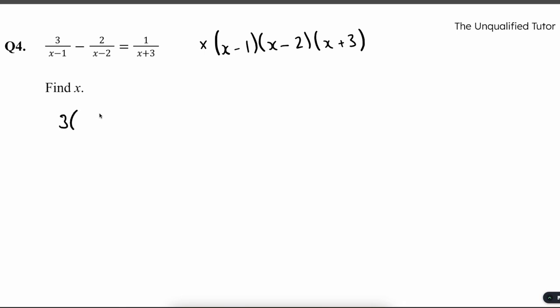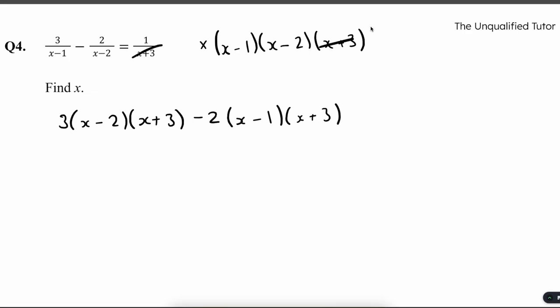So we've got 3 lots of this cancels with this for the first part. So we get 3 lots of x minus 2, x plus 3. And then when you multiply the minus 2 over x minus 2, the x minus 2 cancels with that x minus 2. So we get minus 2, x minus 1, and then x plus 3. And then for the last one, the x plus 3 cancels with that one. So we end up with 1 lot of x minus 1, x plus 2. Oh, x minus 2. Well, the next step is just to multiply it all out.